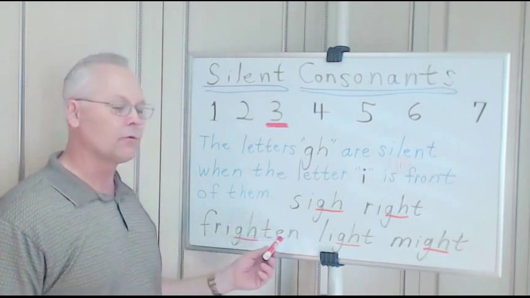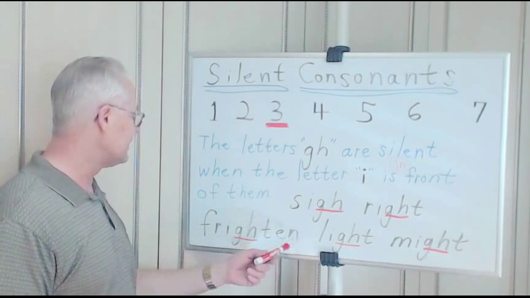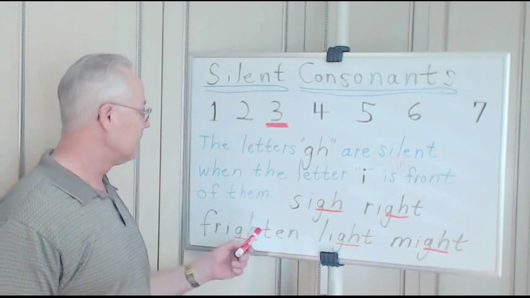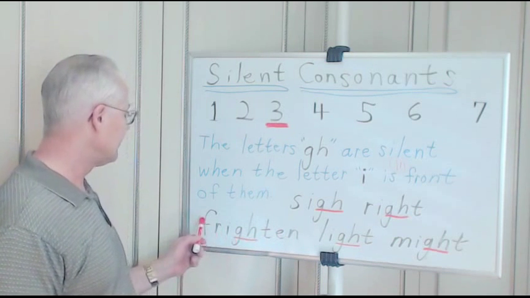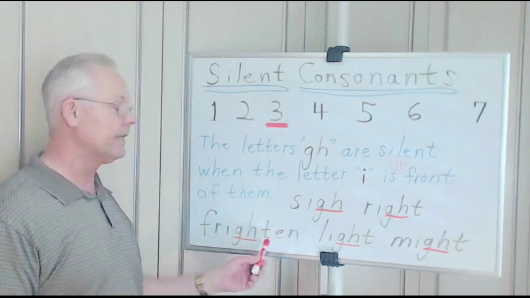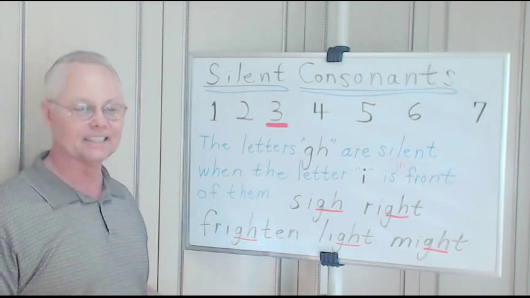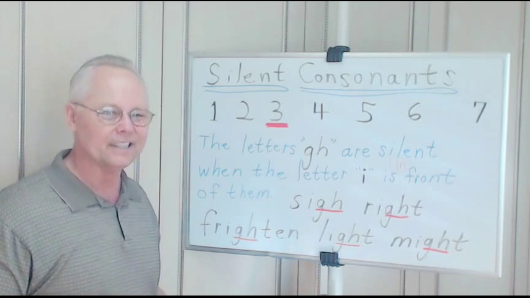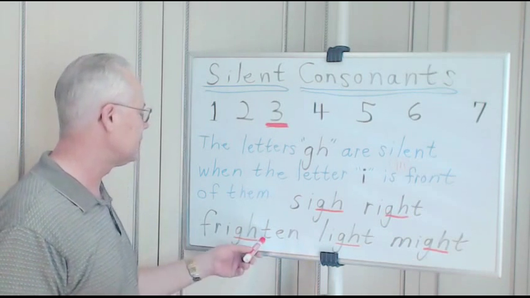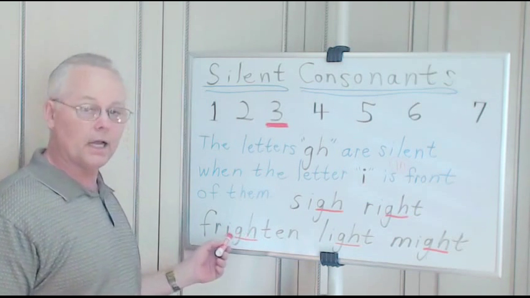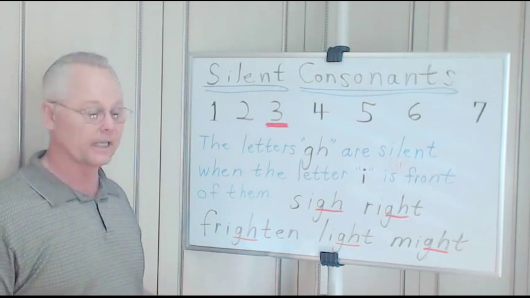Here's the word frighten. F-R-I. G-H, silent, T-E-N. So we have f-r-i, fry, T-E-N, ten, frighten. We don't really make much of a sound with that T. It's more like frighten. T is pretty much silent too. But the point is, G-H is followed by I, and they are silent.